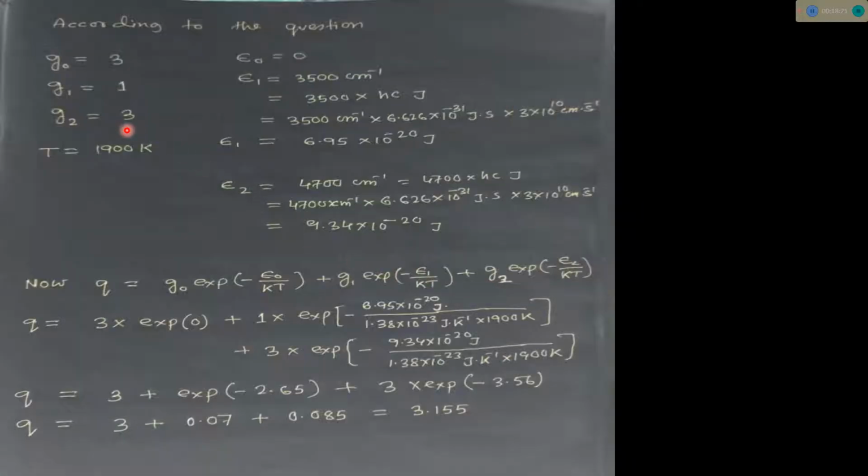So in this case, 3 energy levels and 3 degeneracies are given. So we have to consider the 3 terms. First, g0 exponential minus epsilon 0 upon kT, g1 exponential minus epsilon 1 upon kT, g2 exponential minus epsilon 2 upon kT. This is for the ground state, this is for the first excited state, this is for the second excited state. So 3 into, if we put epsilon 0 equal to 0, then it will become 0, plus 1, means g1 is equal to 1, exponential minus this whole energy value.